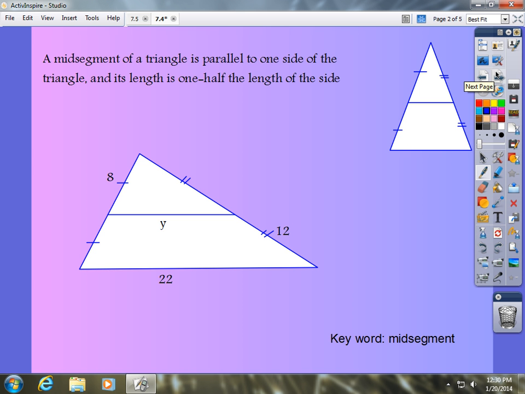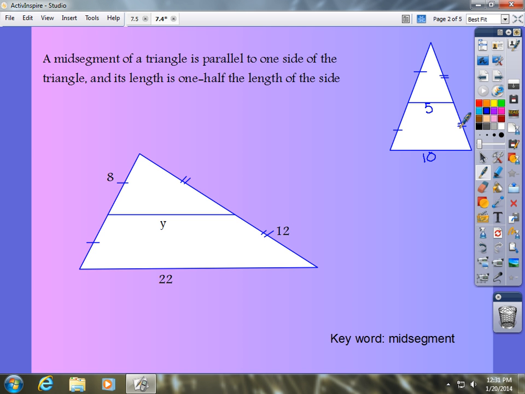Now, if you'll remember, mid segments on trapezoids were half the length, or you had to add both bases and divide by 2. This one just simply says that whatever this is, like let's say this is 10, this is going to be half of it, because that's the mid segment. It cuts this side in half equally, and it cuts this side in half equally.